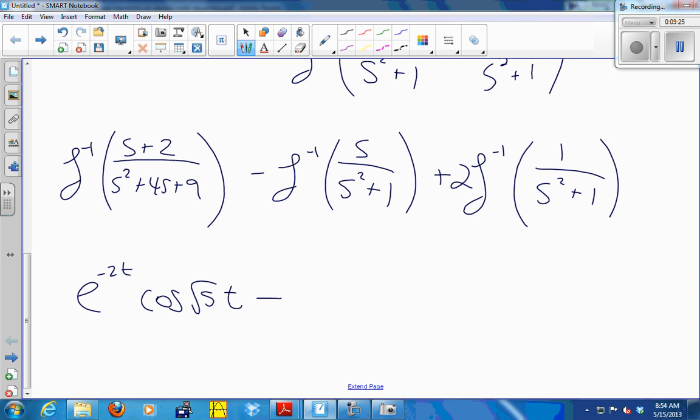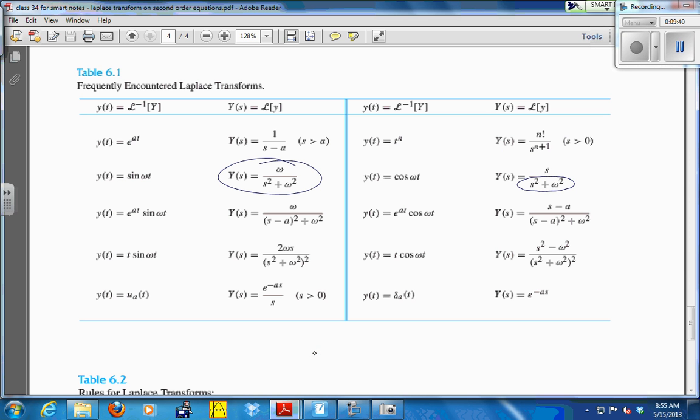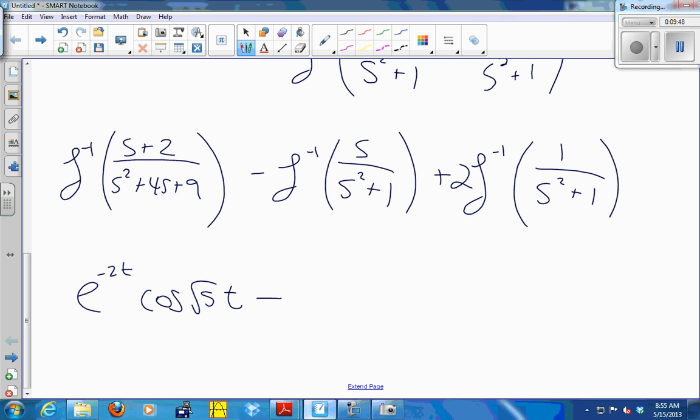And then the inverse Laplace of s over s squared plus 1, so that would be s over s squared plus omega squared. Yes, we do still need to do that, yeah. But this looks like cosine omega t. So I'm just going to write it down for now, and then I'll account for the shift in the next step. Plus 2 times 1 over s squared plus 1. That's sine omega t.